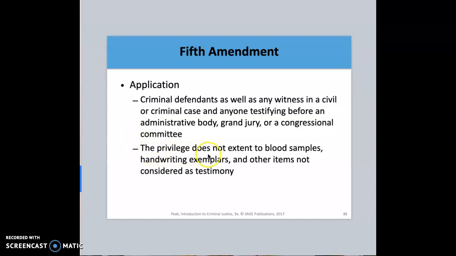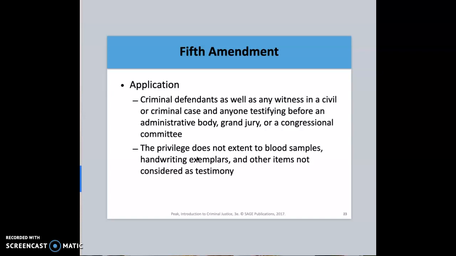This privilege, however, does not apply to blood samples, handwriting exemplars, or other items not considered testimony. All right, so under the Fifth Amendment, the police can get a blood sample or a handwriting exemplar from you. You can make statements at a lineup. For example, if you've been charged with a crime and I conduct a lineup and I want everyone to say, "This is a robbery, give me the money," the Fifth Amendment does not apply to something like that either.